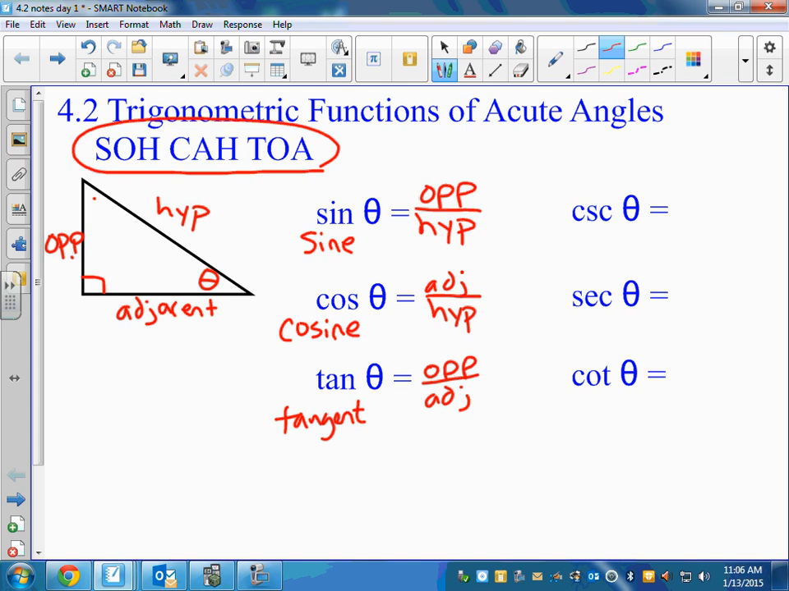But there are also three other trig functions that I don't think you learned about in geometry. Did you learn about these other ones? These are the reciprocals of sine, cosine, and tangent. This is cosecant, which is spelled out like that. Cosecant is the reciprocal of sine. So if you know sine, you know cosecant. You just flip it over. It is hypotenuse over opposite.